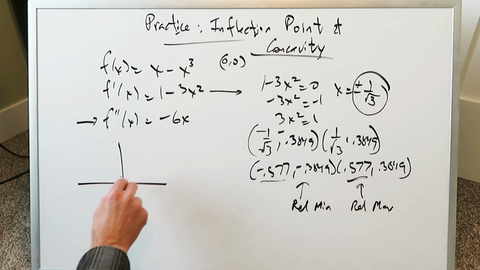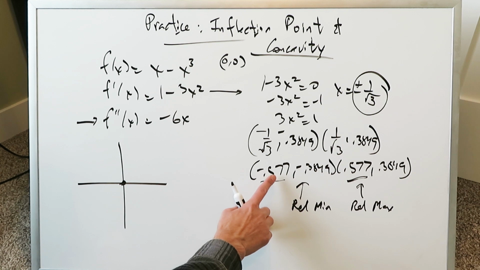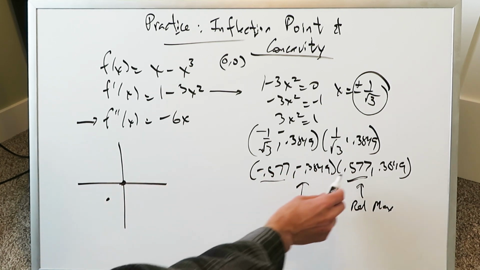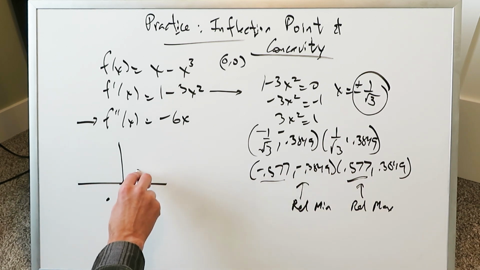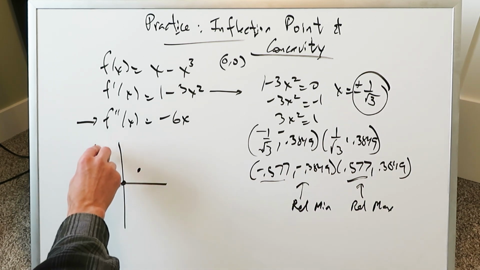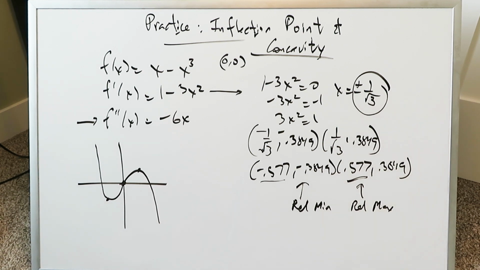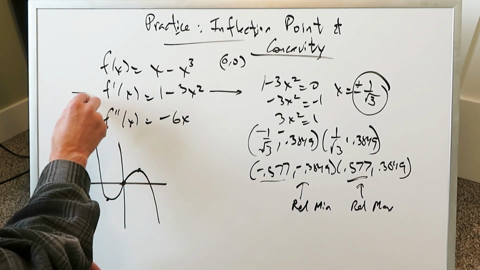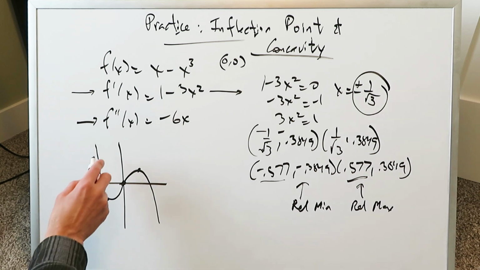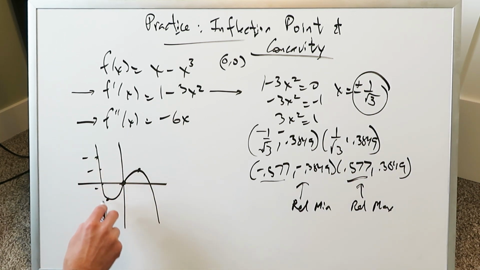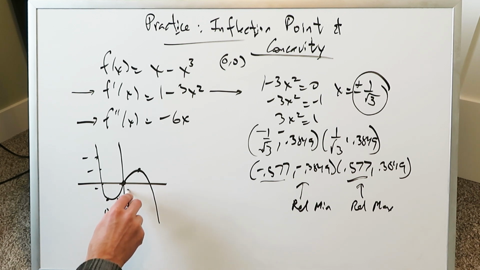We have 0 comma 0, and we have a minus 0.577 point; we don't have to be too accurate here. It'll be a point over here, and then positive 0.577 and 0.3849 will be a point over here. Very likely your graph is going to come like this and go like this. If you were to look at the first order derivative test and draw tangent lines, they would be pointing downwards here. You'd see minus, minus, minus. Here you'd see a 0. Here it would become a positive.